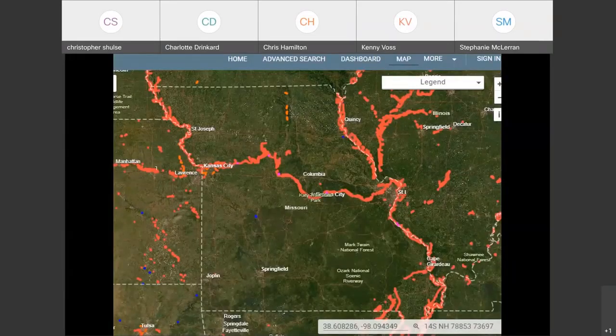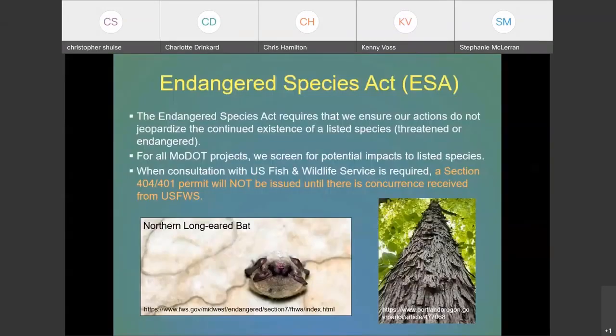Here's an example of the National Levee Database that we look at for projects. As you can see, along the Missouri and Mississippi River, and in various areas elsewhere in Missouri, specifically in southeast Missouri, there are federally constructed levees and systems that require Section 408 permitting, but primarily the requirement is applied when we're working near the Missouri and Mississippi rivers. So Chris Hamilton's going to take over from here and talk about some additional requirements for MoDOT projects.